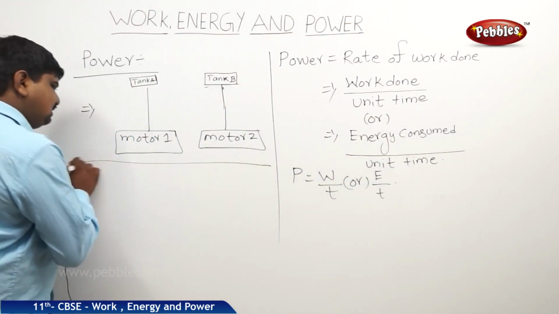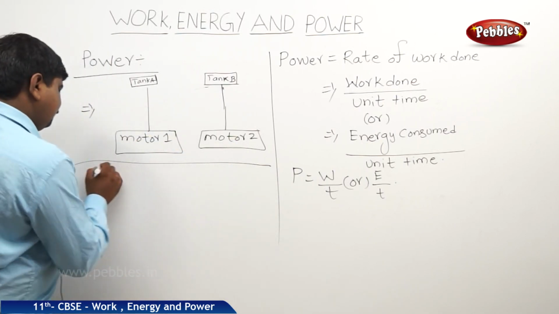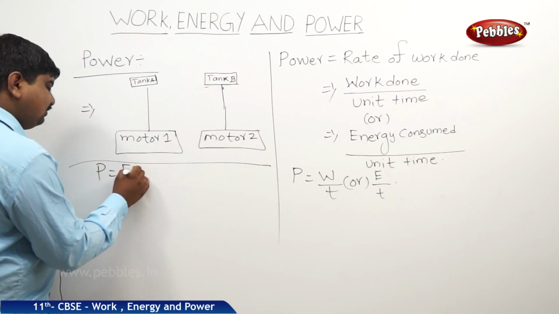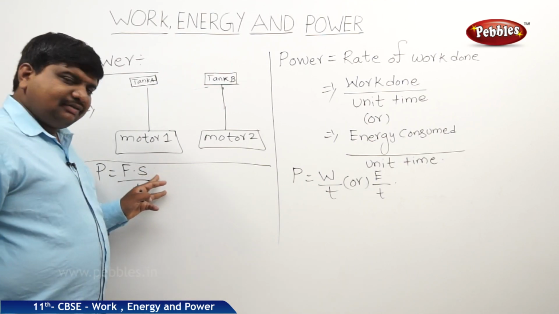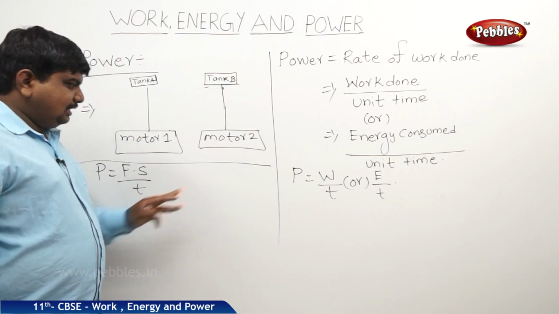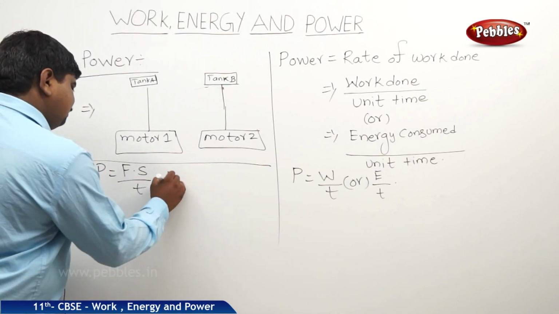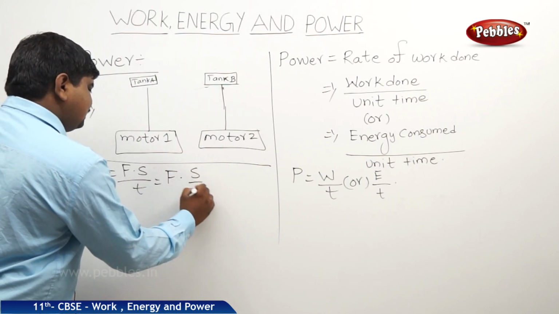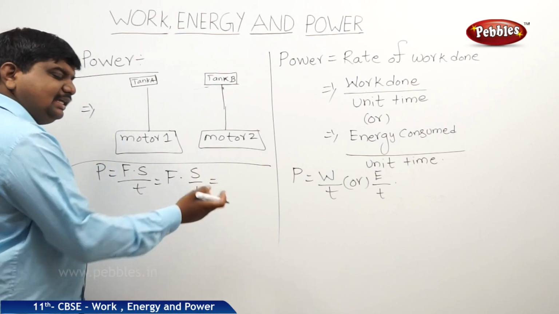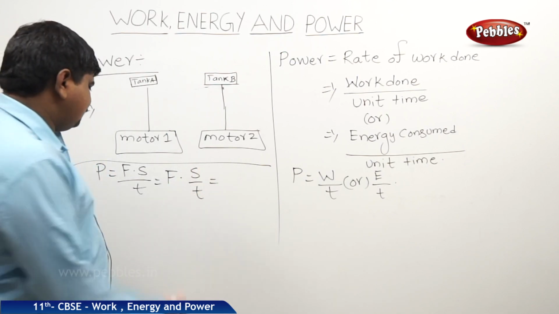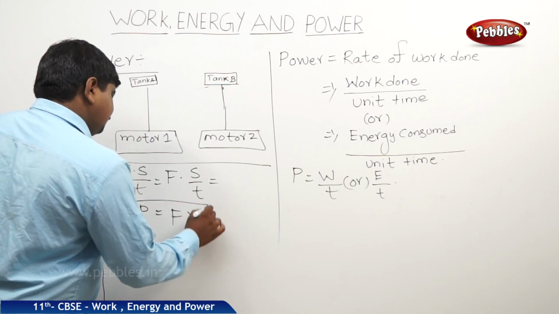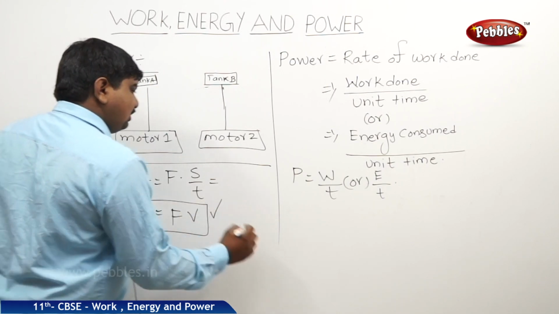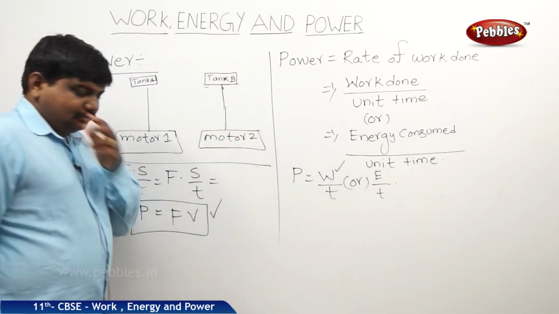But we know that this is one of the formulas. We know that W is equal to F dot S and T is T. So in place of W we have written F dot S divided by time. So this can be written as F dot S by T, where S by T is nothing but the velocity or speed of the body. Therefore it will be written as Fv. This is the standard formula.